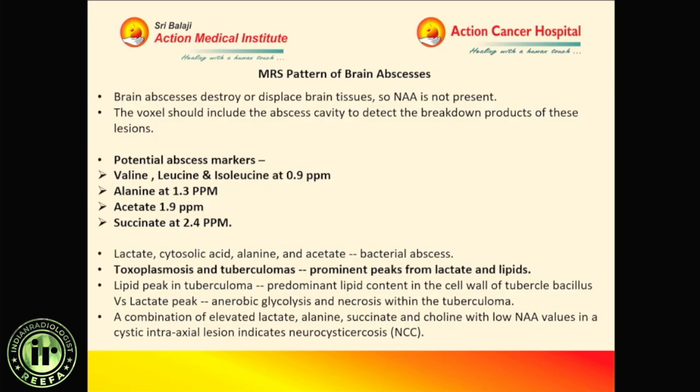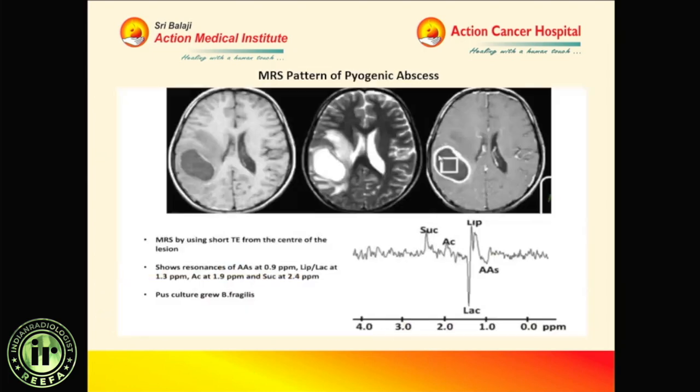Now, MRS pattern of brain abscesses. Brain abscesses destroy or displace the brain tissue, so NAA is not present. Now, what are the potential abscess markers? As I told you, valine, leucine, isoleucine at 0.9 ppm, alanine at 1.3 ppm, acetate at 1.9, and succinate at 2.4. Toxoplasmosis and tuberculomas, they give prominent peaks from lactates and lipids.